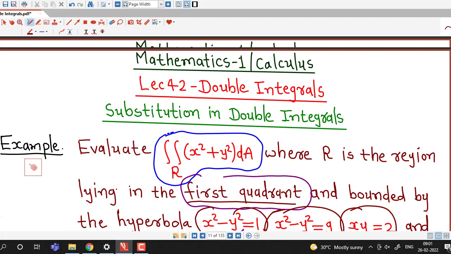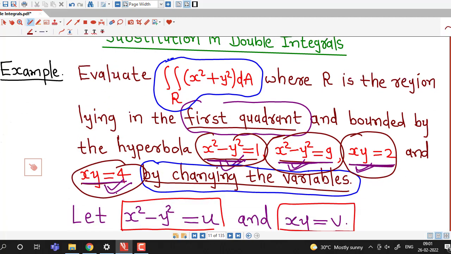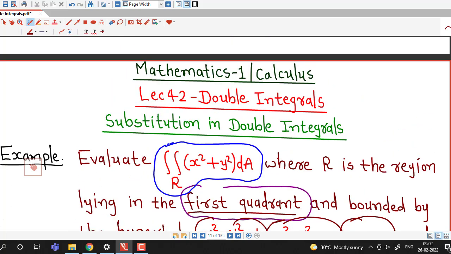So this is the power of change of variables in double integrals. Some problems are very easily solved using the change of variables. So this is all about this session.